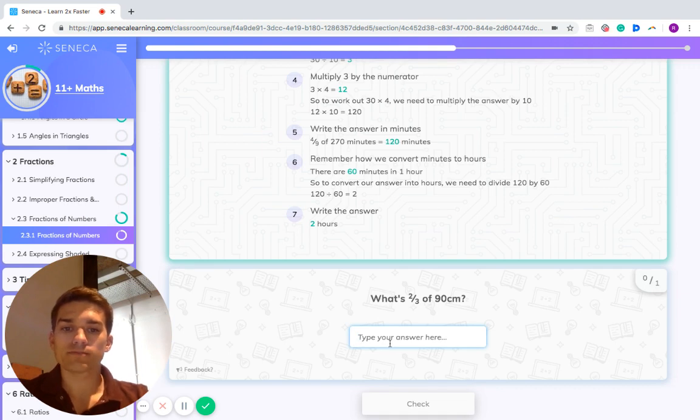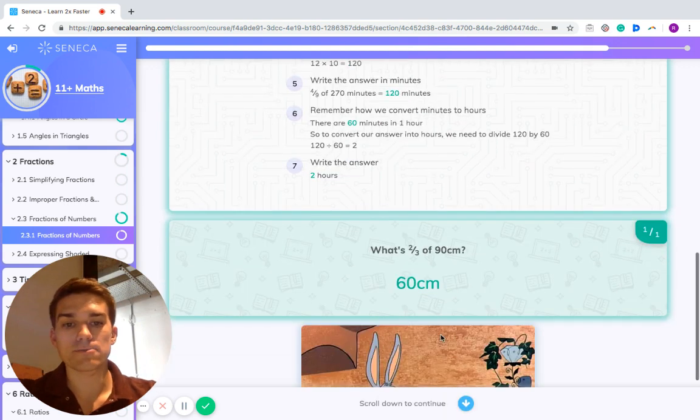One more example. 2/3 of 90. If we're going to divide by the denominator, we're going to do 90 divided by 3, which is 30. And then we're going to times by the numerator. So we've got 30 times 2, which would give you 60 centimeters. Oh, I typed it in wrong, 60 centimeters.